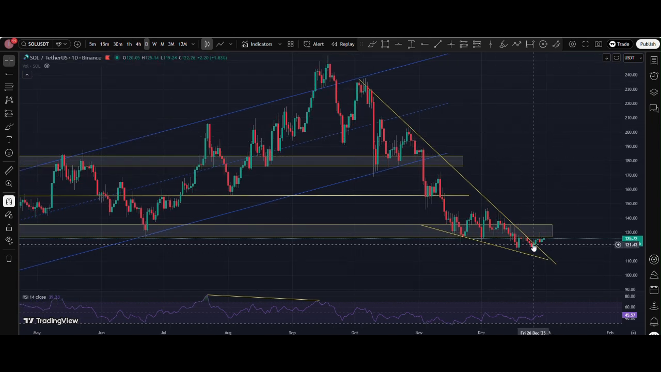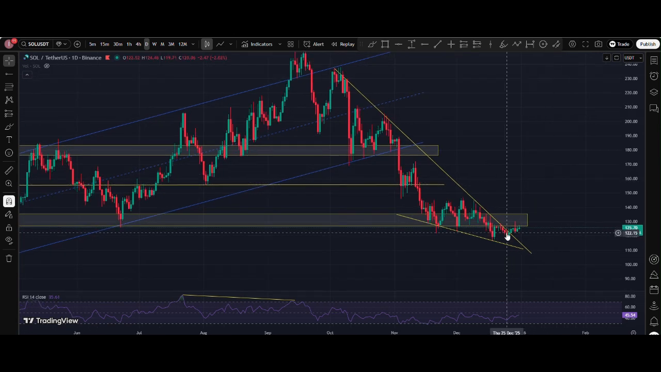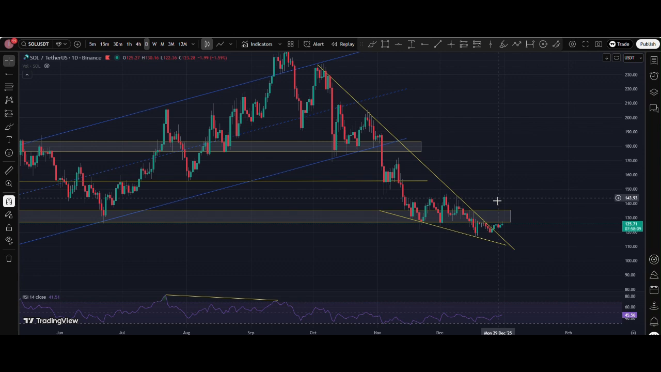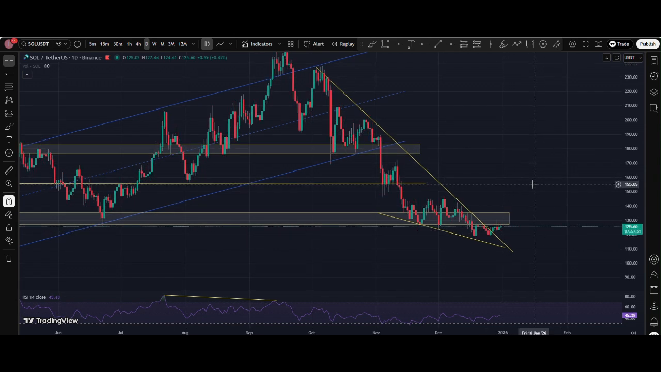So you can see a bull flag, but this bull flag is not yet a confirmed bull flag because there are few candles. If it creates two candles after that, it is a good bull flag.